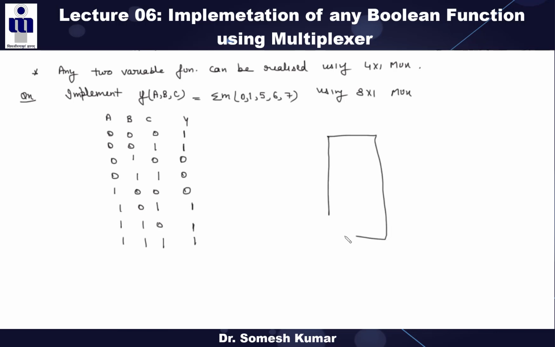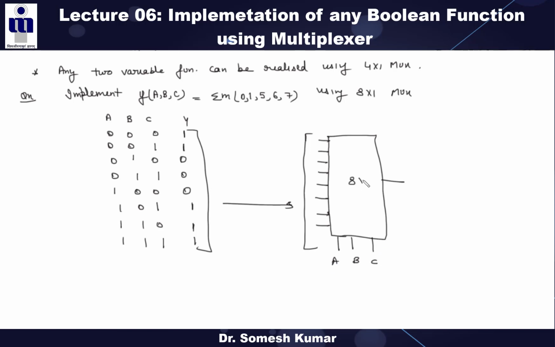In the 8:1 mux, there are 8 inputs, right? 1, 2, 3, 4, 5, 6, 7, 8. These are the 8 inputs. And how many select lines? 3 select lines. You know this thing. Now, what are these inputs for this? These are your inputs here, right? What is the select line? Select line is A, B, C. So it is very simple.